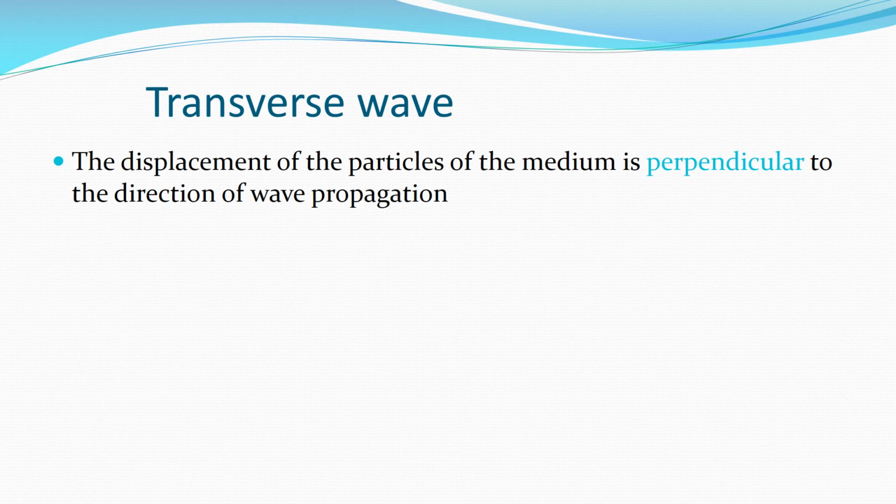So there are also two types of waves and how they move and how they interact with particles. The first kind is a transverse wave. Transverse means that the particles are moving perpendicular to the direction of the wave propagation. So the wave propagation is the way the wave is moving.